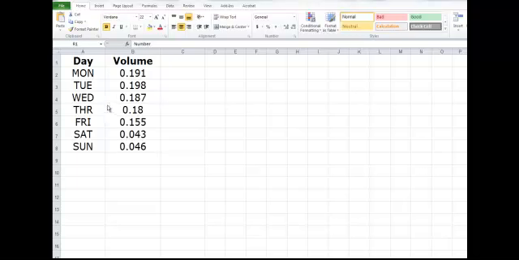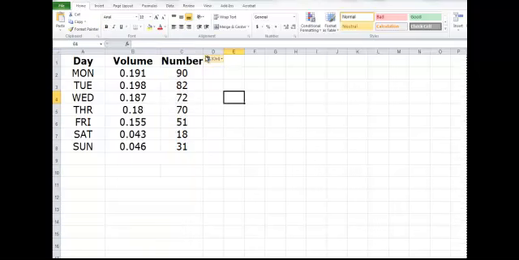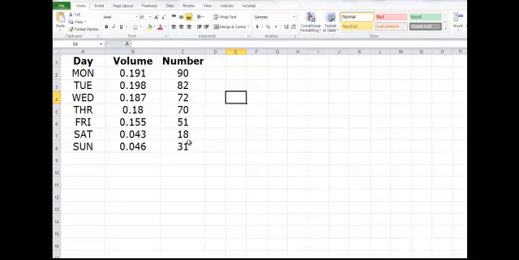So what we have here is that for the 7 days of the week, we have this distribution, that is 19.1% of the volume is on Mondays, 19.8% is on Tuesdays, and so on and so forth. And we have converted the percentages to the proportion. And what we want to do is see if the observed numbers go in the same proportion as this distribution.